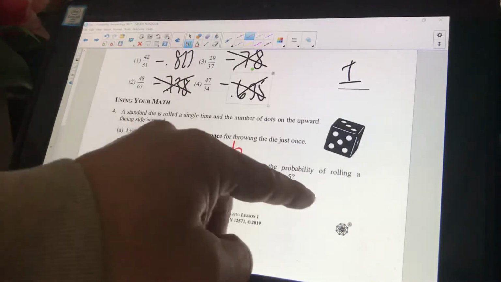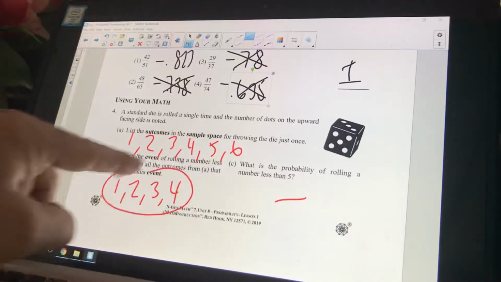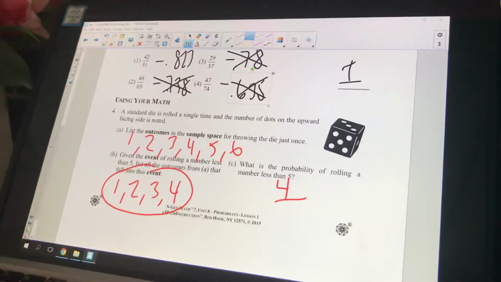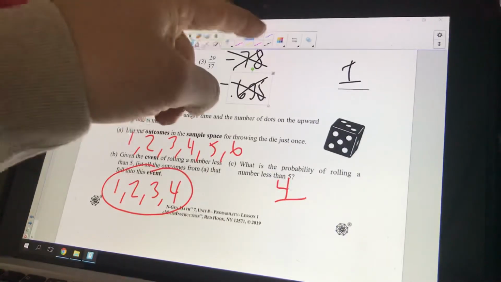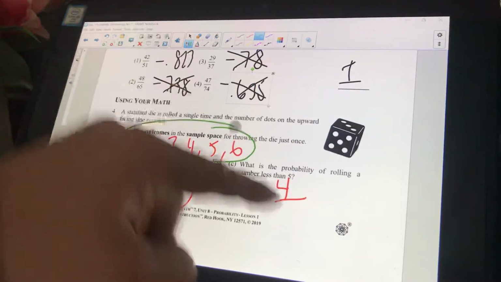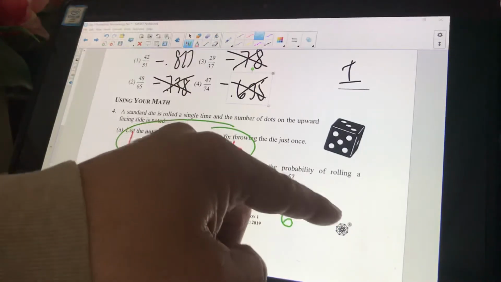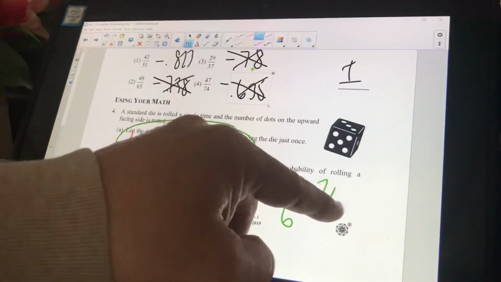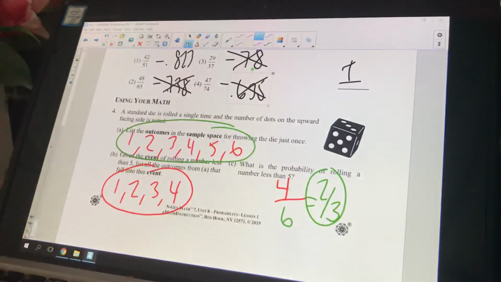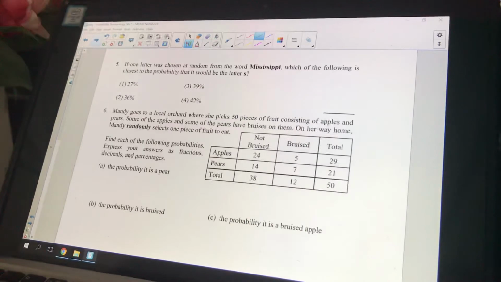Okay? What is the probability of rolling a number less than 5? Well, let's think about it. How many are less than 5? There are 4 of them. How many numbers are there in total on a die? There are 6 of them. So the probability is 2/3. Okay? 2 out of every 3 you roll are probably going to be less than a 5. All right? Good. Page 2, here we go.